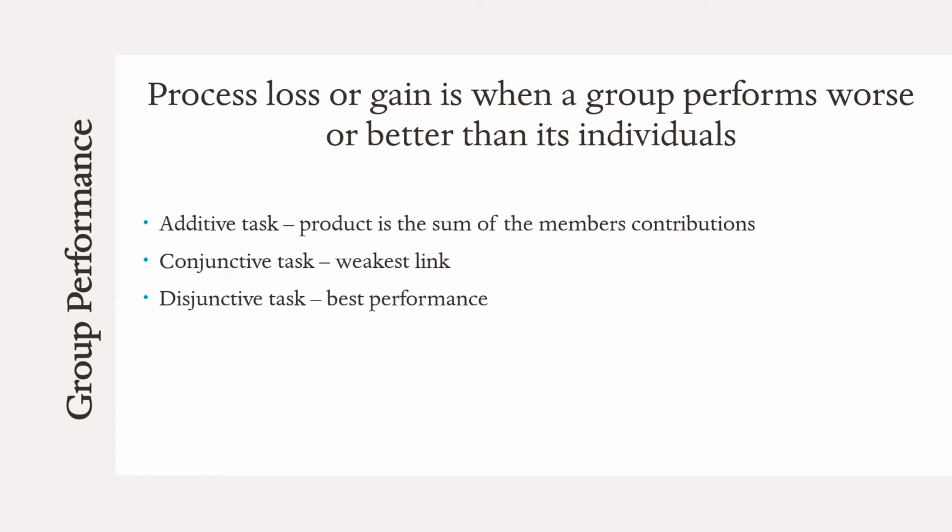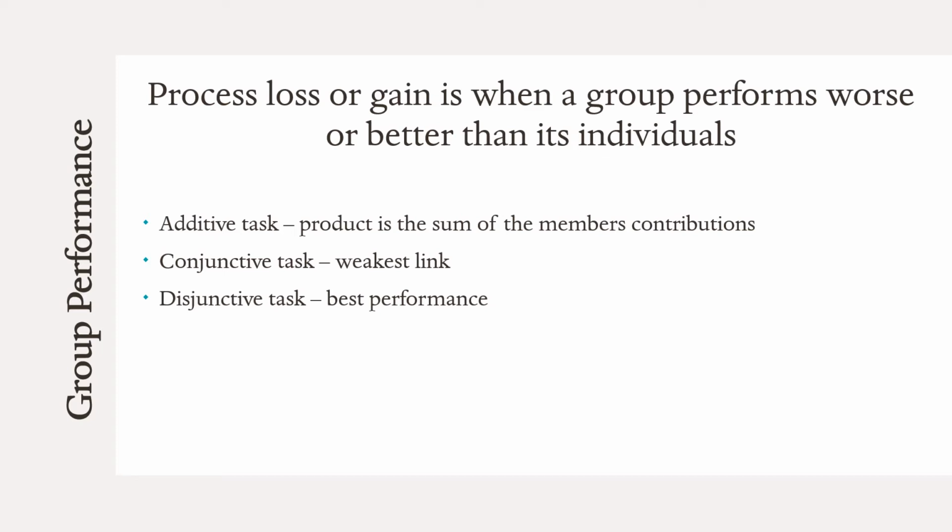Process loss is the reduction in group performance due to obstacles created by group processes, such as problems of coordination and motivation. In an additive task, the product is the sum of the members' contributions. But in these tasks, people engage in social loafing and the group works to less than its potential.